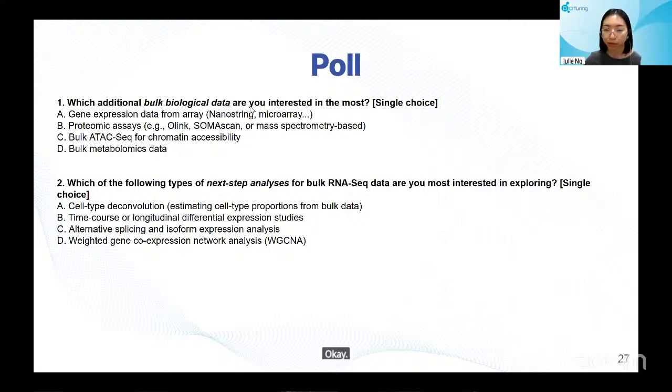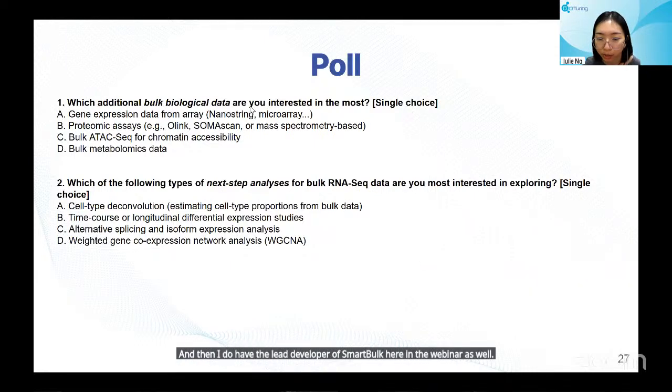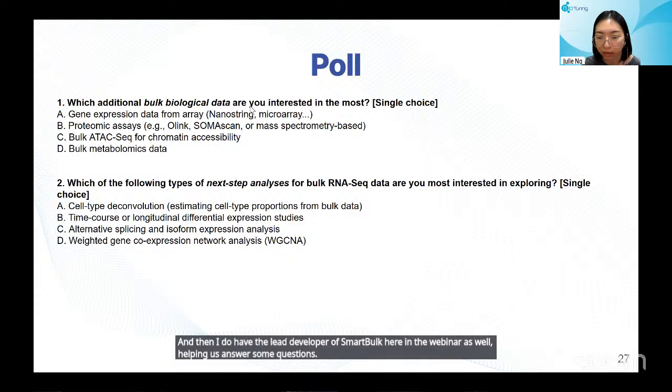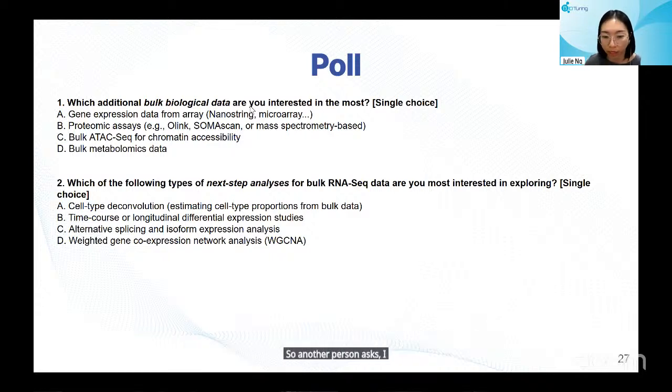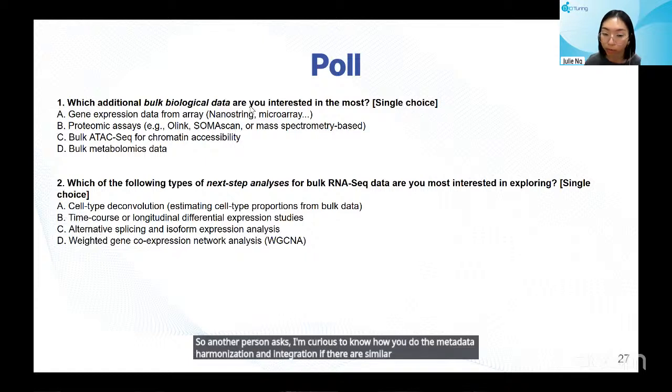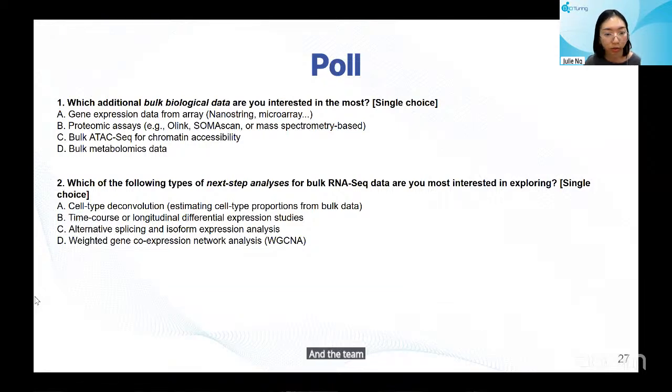And then I do have the lead developer of SmartBulk here in the webinar as well, helping us answer some questions. So another person asks, I'm curious to know how you do the metadata harmonization and integration if there are multiple similar public data sets for this analysis. And she answered, we implemented the batch effect removal using the Limma method in SmartBulk, and the team is also investigating other tools as well.